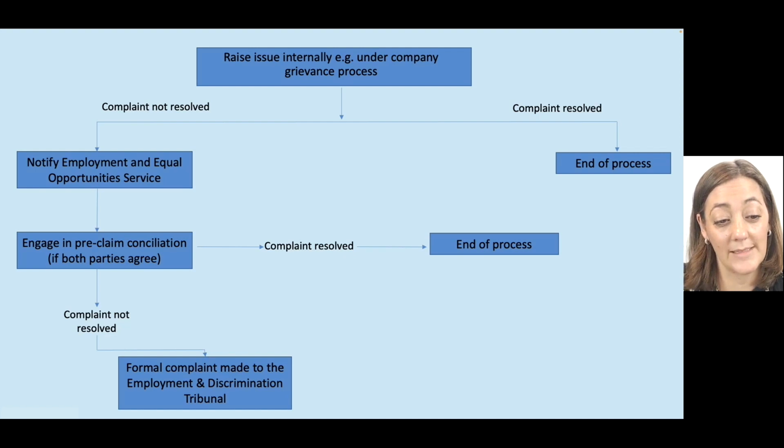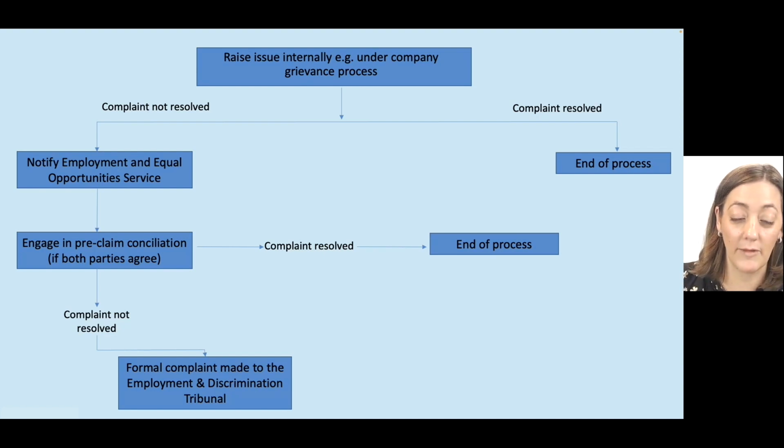However, if a complaint is not resolved, then a formal complaint would be made to the Employment and Discrimination Tribunal. And of course, at that point, there are a number of things that may happen. The claim could proceed all the way through the tribunal to a hearing, but there are a number of ways that it could end sooner, for example, through the claim being struck out or settled through post-complaint conciliation.